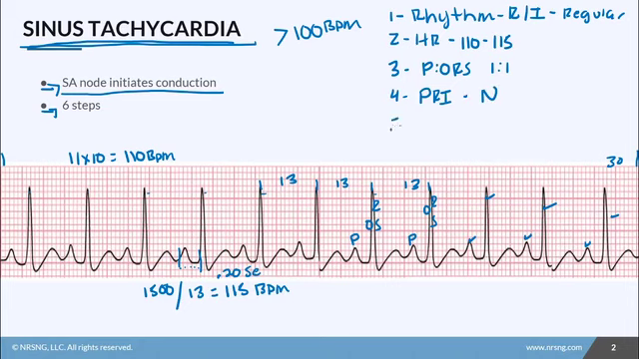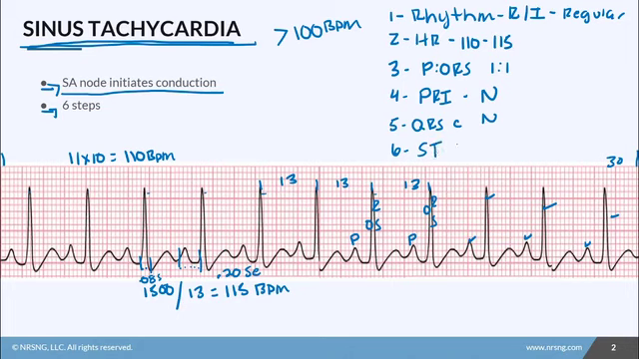And in step 5, we're going to look at the QRS complex. So let's go ahead and pick this one right here. So from here, the beginning of the Q wave to the end of the S wave, we have 2 boxes. And that would be 0.08 seconds, which is also within the normal parameters. And so step 6 would be to identify our rhythm, which would be sinus tachycardia.